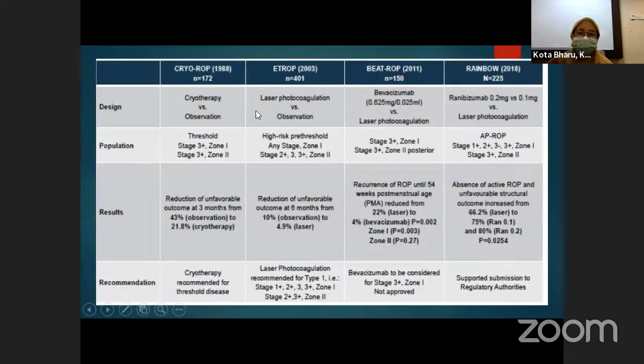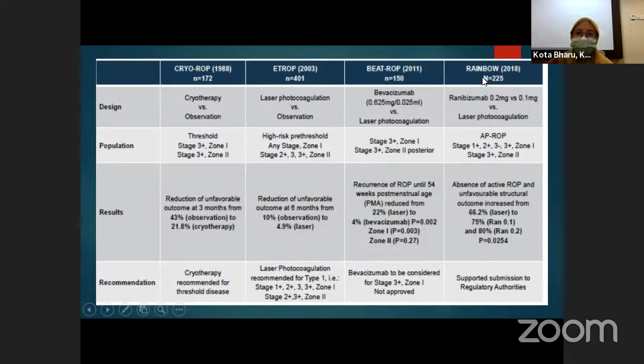These are a few studies related to ROP. This is the CRYO-ROP, the first initial study, done in 1988. Then proceeding with the ETROP, a study about laser versus observation, with the result showing a reduction of unfavorable outcome at 6 months from 10% in the observation group to 4.9% in the laser group. So it recommends laser treatment in type 1 ROP.